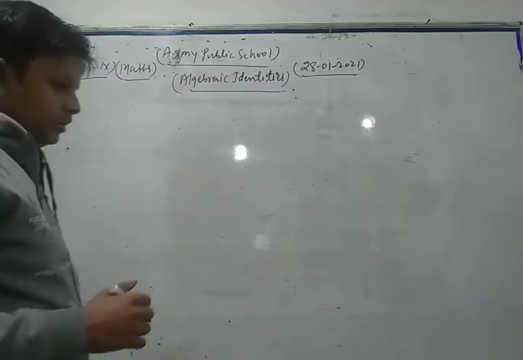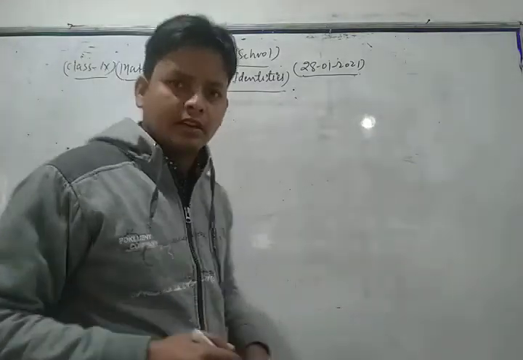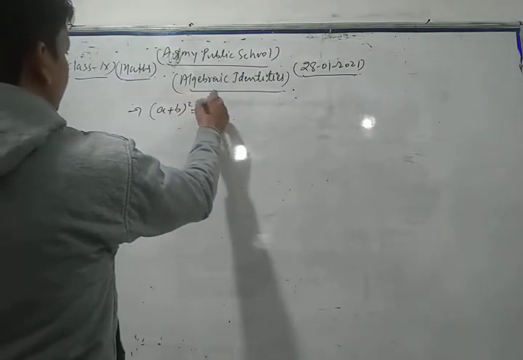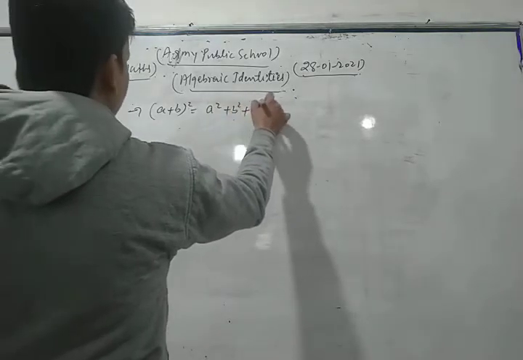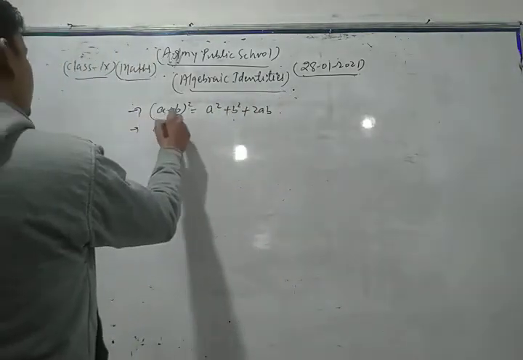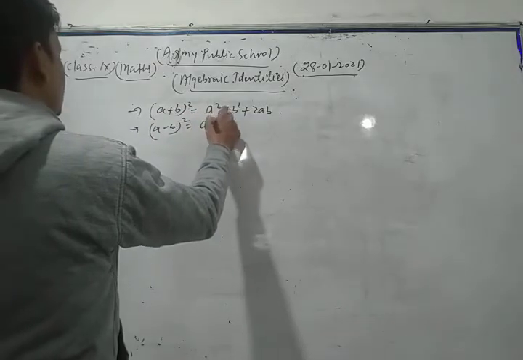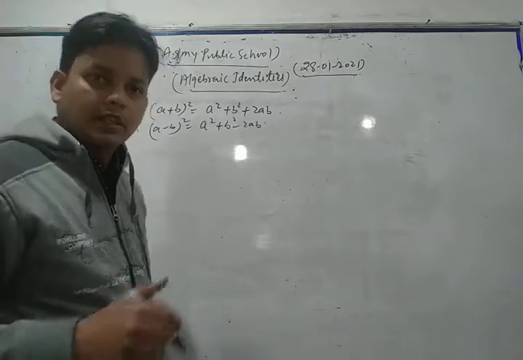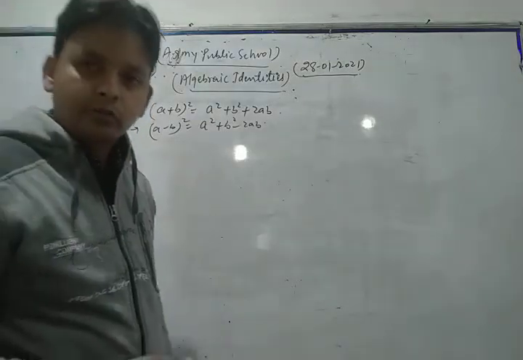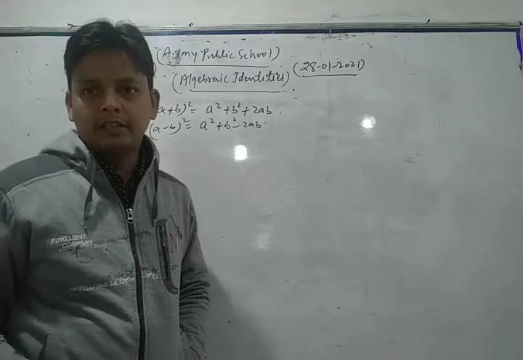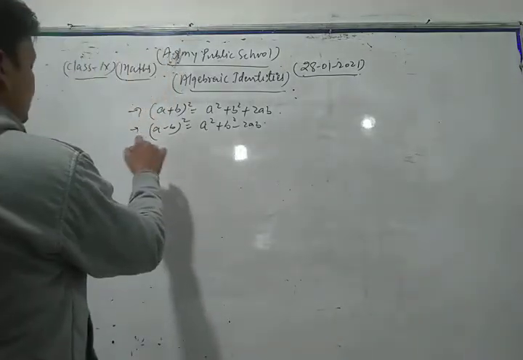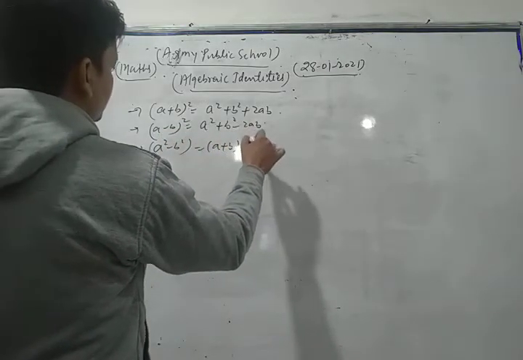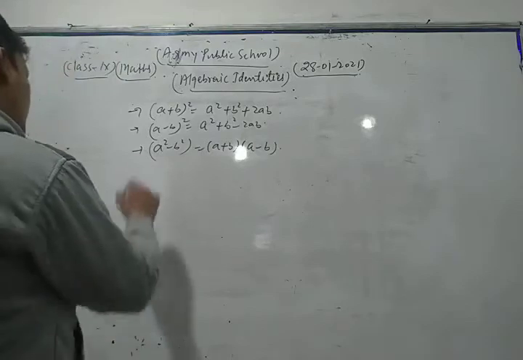Dear students, there are some important algebraic identities. (a plus b) whole square is a square plus b square plus 2ab. The second one is (a minus b) whole square, which is a square plus b square minus 2ab. These are all important algebraic identities, so please observe very carefully and learn each and every one. Next, a square minus b square is equal to (a plus b) into (a minus b).